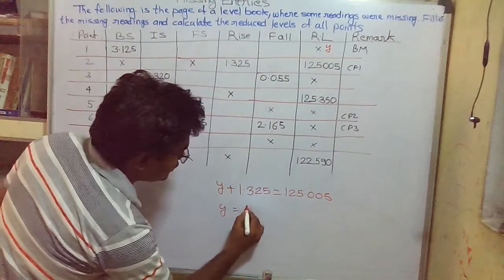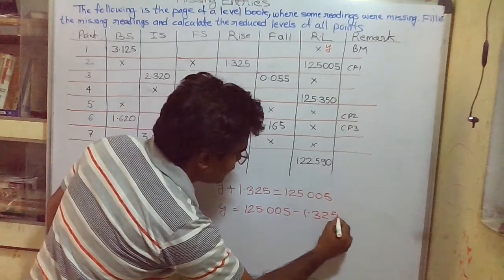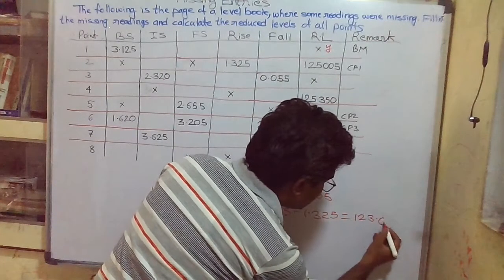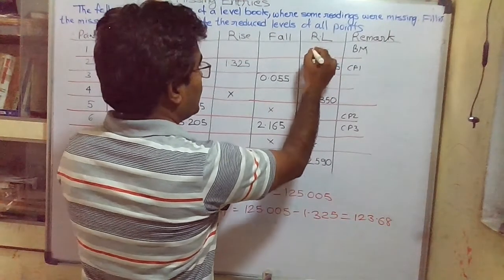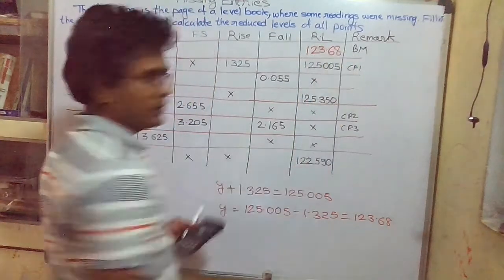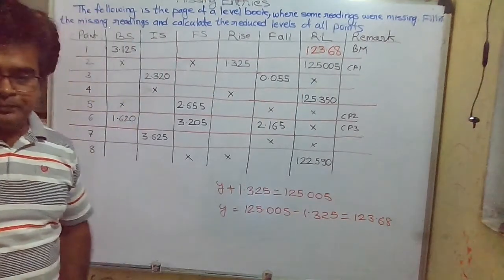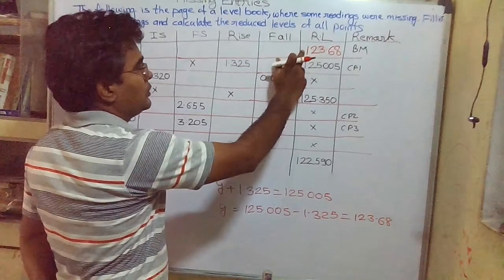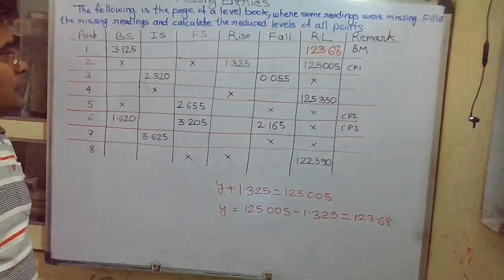That is, y is equal to 125.005 minus 1.325, and thus we are getting the value 123.68. Okay, so here we can write it as 123.68. Got it? How did we find this? Just by doing reverse calculation. Now you can check by adding: 123.68 plus 1.325, you should get this value. It means our calculation is right.